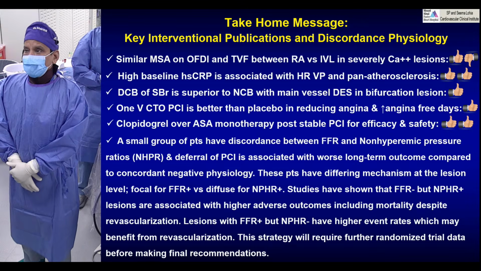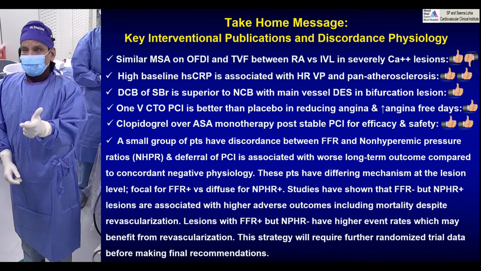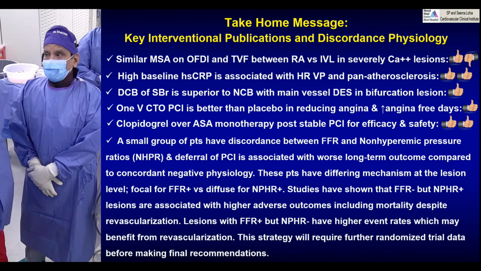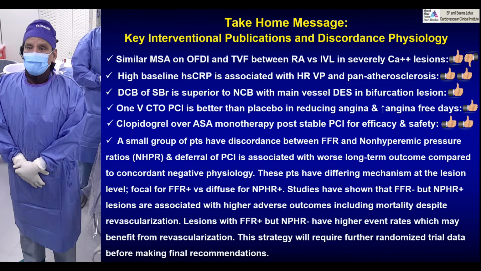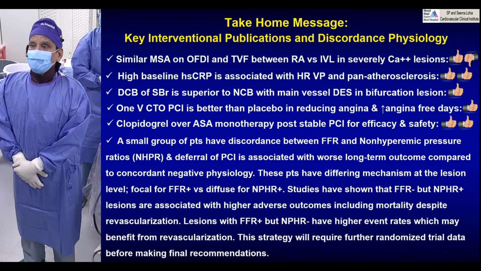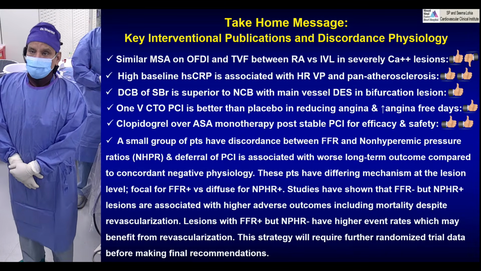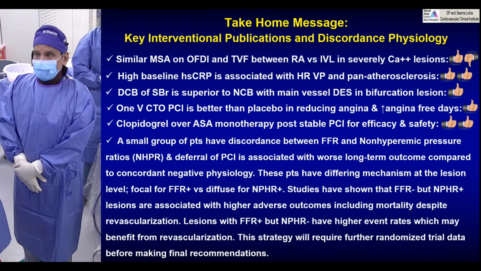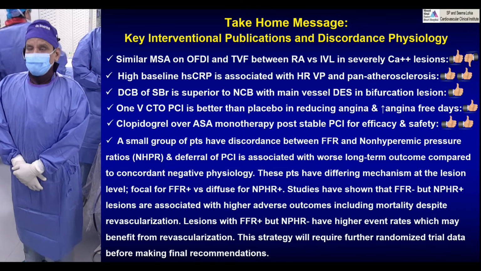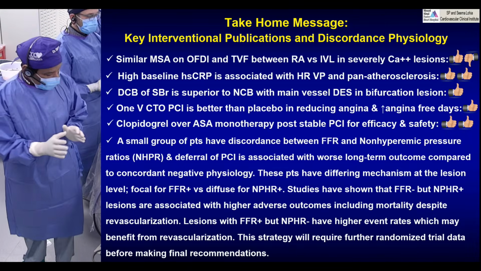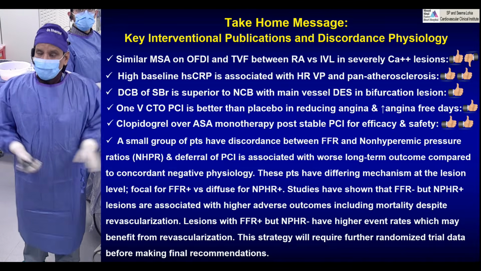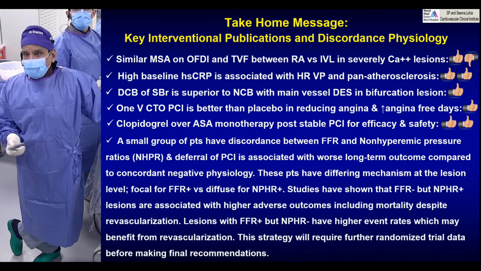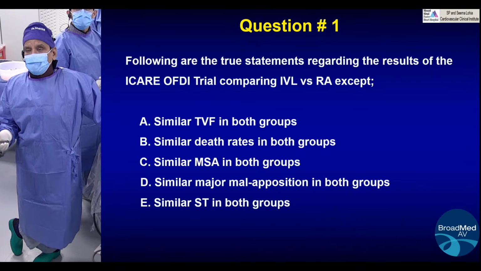These patients have differing mechanisms at the lesion level: focal for FFR positive, diffuse for hyperemic ratio positive. Studies have shown that FFR negative but non-hyperemic ratio positive lesions are associated with higher adverse outcomes, including mortality, despite revascularization in some. Lesions with FFR positive but non-hyperemic response negative have higher event rates, which may benefit from revascularization. Whether you should recommend revascularization for those cases where iFR is negative but FFR becomes positive needs to be studied by randomized trial data. We have just the non-randomized group.